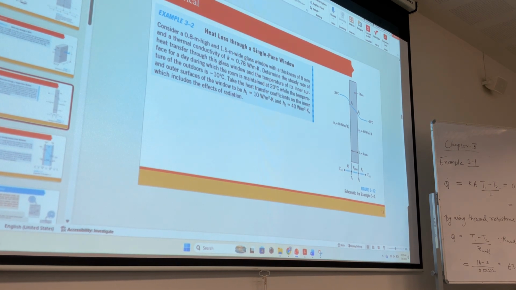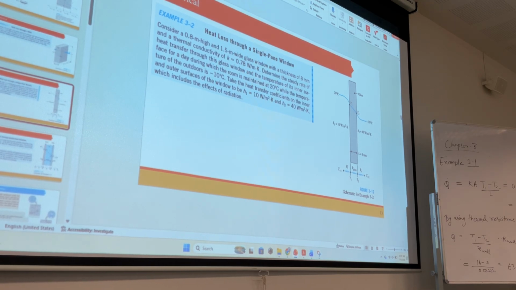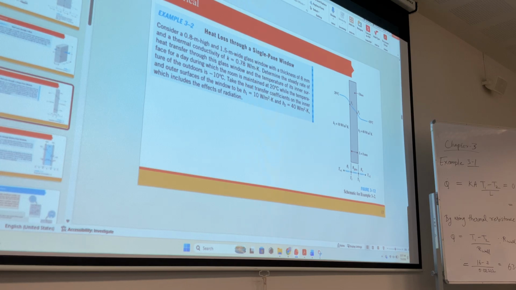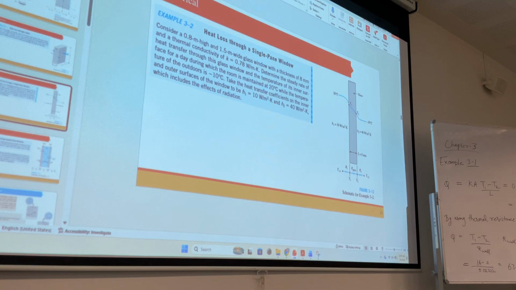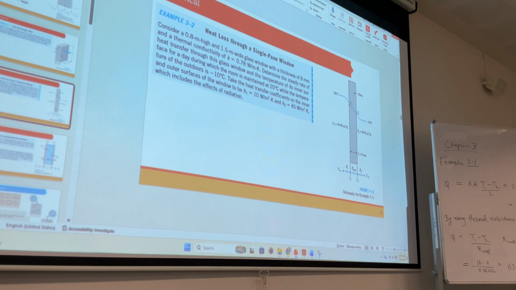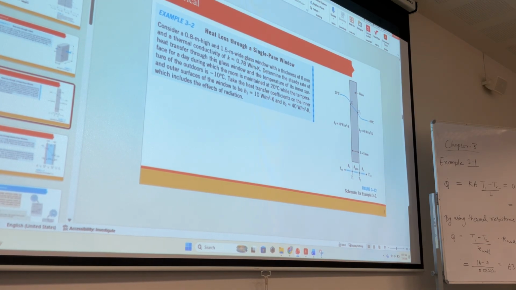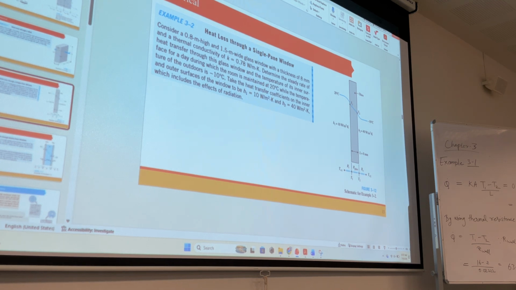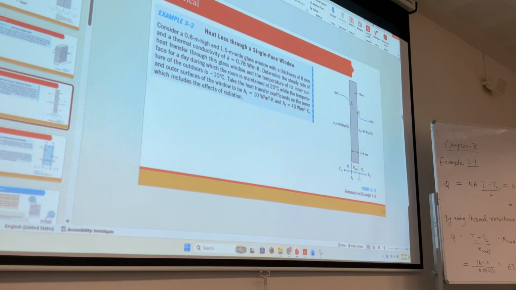Now example 2: consider a 0.8 meter high, 1.5 meter wide glass window with a thickness of 8 mm and a given thermal conductivity. Determine the steady rate of heat transfer through this glass window and the temperature of its inner surface for a day during which the room is maintained at 20 degrees Celsius while the outdoor temperature is -10. Take the heat transfer coefficients on the inner and outer surfaces of the window as given. Determine the steady rate of heat transfer Q through this glass window.